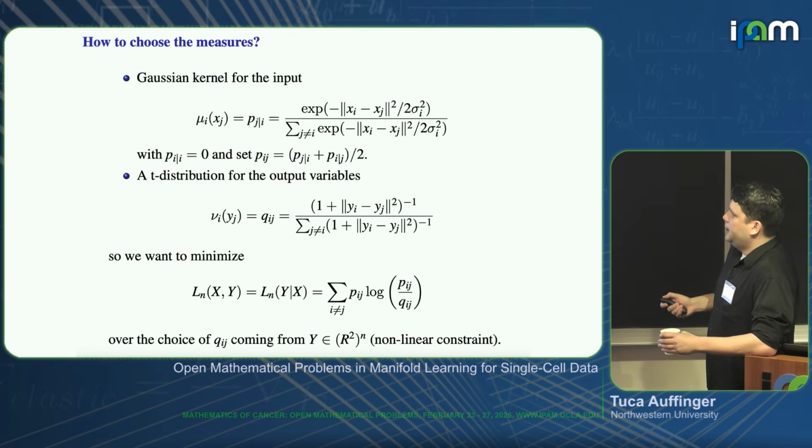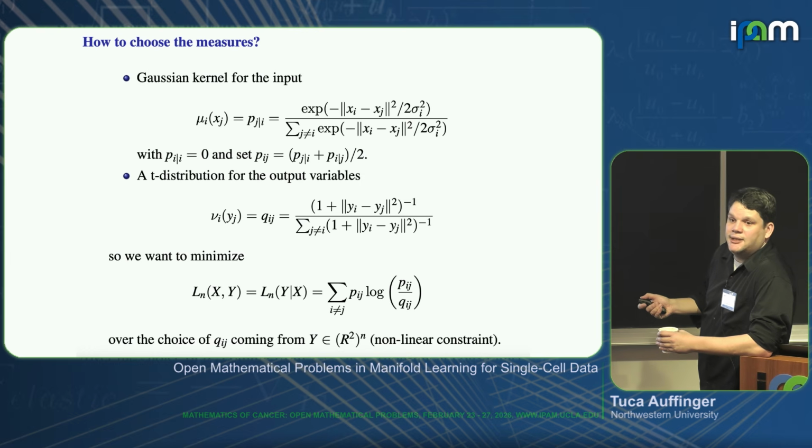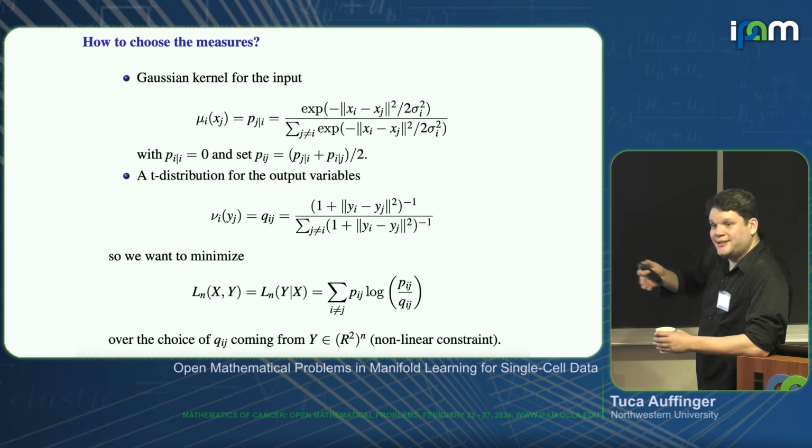The second point is that for the output measures, and this is the main idea for t-SNE, the letter T, instead of using Gaussians, you're going to use a heavy tail distribution. You're going to use a T distribution, something that has a heavier tail. And again, the goal is to minimize the sum of the entropies between these measures. So we'll try to minimize this functional.